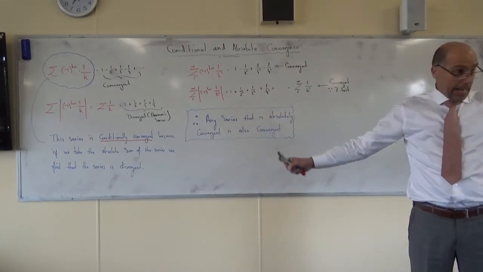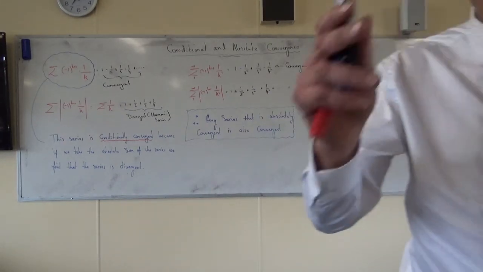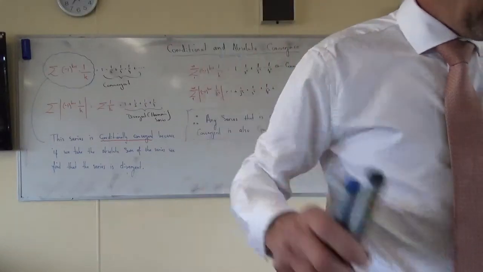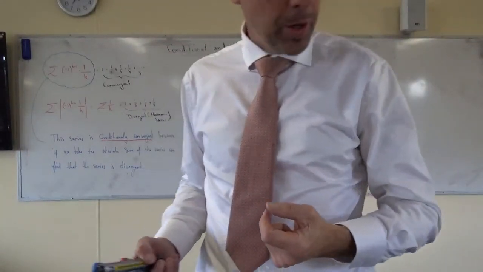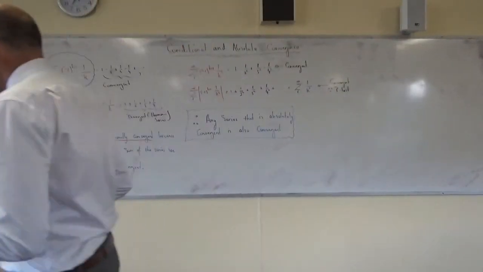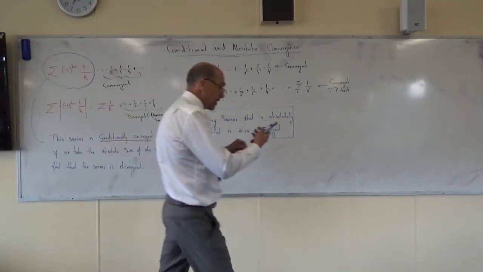Agreed? Any series that is absolutely convergent, if we take the absolute value and we find it's convergent, then it must be convergent as well. So let's look at a really, really tricky series. Let's look at the one in the example in the textbook, it's really good. Let's consider this one. Are you ready?